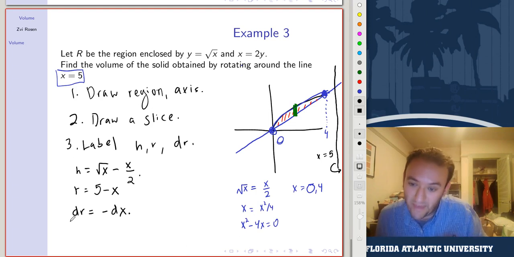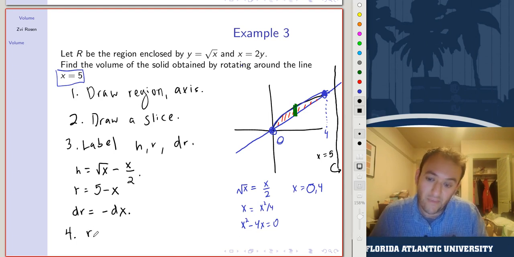Finally, in terms of the bounds, so r min corresponds to the smallest distance from the axis of rotation, which is from 5 to 4, or 1. And r max corresponds to the furthest distance, which is 5.